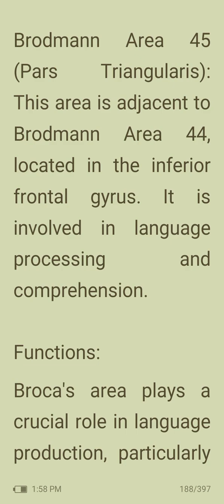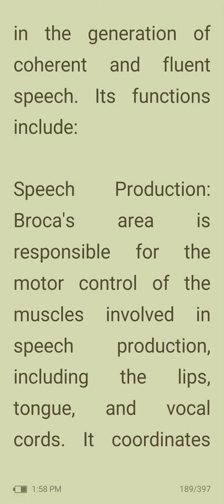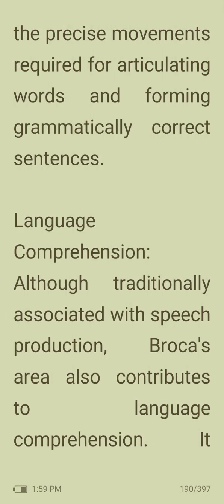This area is adjacent to Brodmann area 44, located in the inferior frontal gyrus. It is involved in language processing and comprehension. Then functions. Broca's area plays a critical role in language production, particularly in the generation of coherent and fluent speech. Its functions include speech production. Broca's area is responsible for the motor control of the muscles involved in speech production, including the lips, tongue, and vocal cords. It coordinates the precise movements required for articulating words and forming grammatically correct sentences.